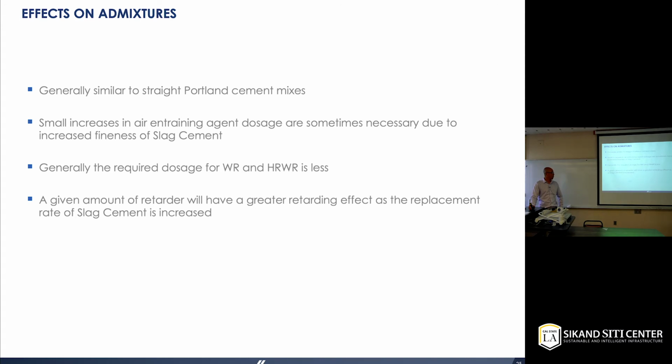At the same time, when you have very low temperature and a high replacement rate of slag, you need to be very careful about using a retarder, because you already slow down the hydration process by using slag. If you add a retarder, it's going to amplify the retarding effect. So you may need to run some laboratory testing to help you figure it out.